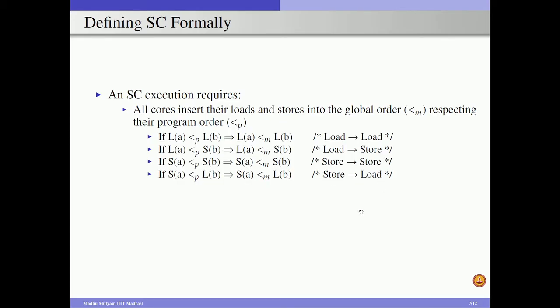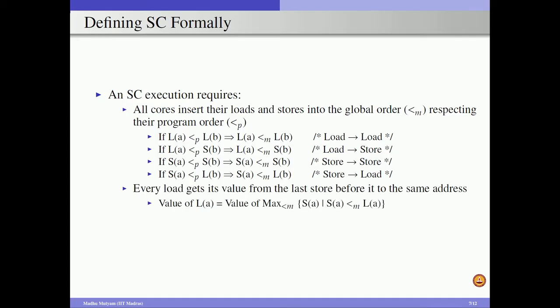Effectively, when we have the sequentially consistent model defined in our multi-core system, we have to respect the order between every pair of load and store instructions. Load to load order should be maintained, load to store order should be maintained, store to store order should be maintained, and finally store to load order should be maintained. And also, every load gets its value from the latest store before it to the same address. For example, in our program we have a store instruction to a memory location A, and then there is a load instruction from the memory location A. That means the store and load are from the same application and to the same location. As a result, this subsequent load should get whatever value was produced by the previous store.